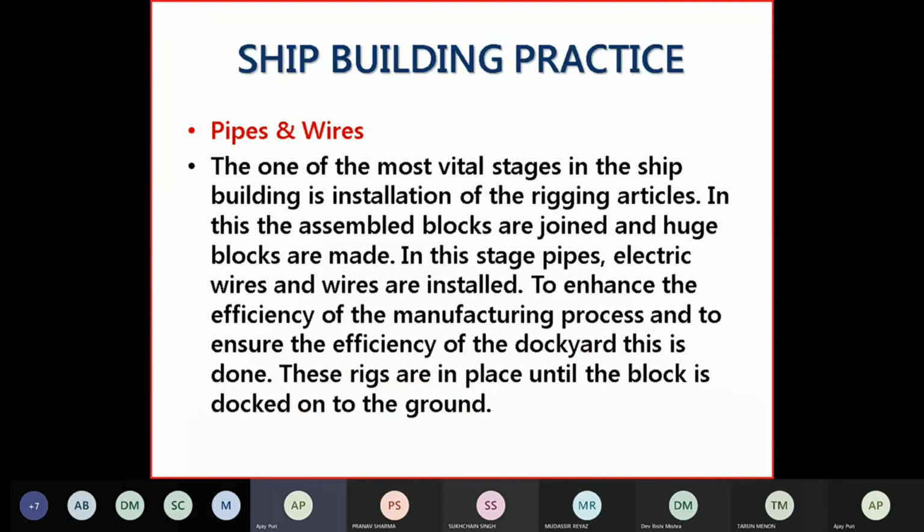So one of the vital stages of shipbuilding is installation of rigging. Your assembled blocks are joined and huge blocks are made. Then your wires are installed and pipes are installed, and you have to see that your efficiency is correct. And these rigs are in place until the block is docked on the ground. Because if any accident takes place, then everything will be jeopardized.